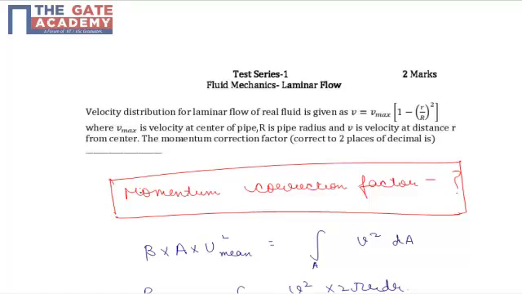Also, as additional data in your question, it was mentioned that Vmax is double of the average velocity, and it is asked what is the momentum correction factor. Here I have highlighted this word momentum correction factor in a red line.